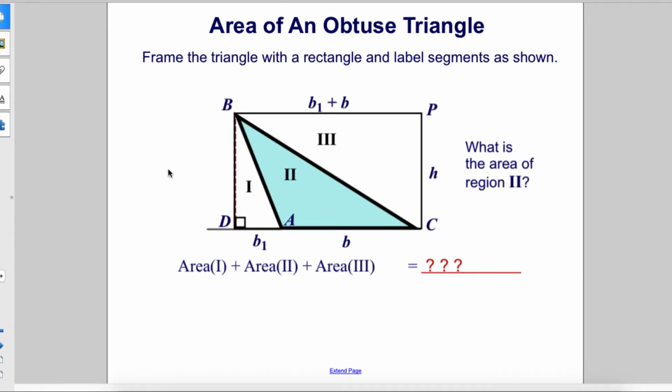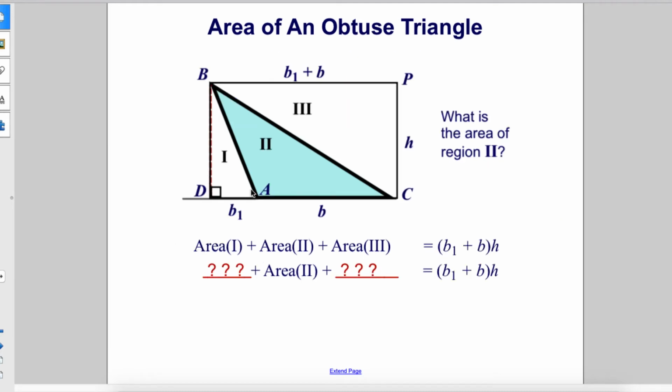Frame the triangle with a rectangle and label segments as shown. So here's our original triangle. We've dropped this altitude here, BD, and now we can make a rectangle that contains the triangle. So what is the area of region 2? Well, we have the area of region 1 plus the area of region 2 plus the area of region 3 equals what? Those areas all added together equal the area of this rectangle, which would be (B1 plus B) times H. So what can we substitute in here?